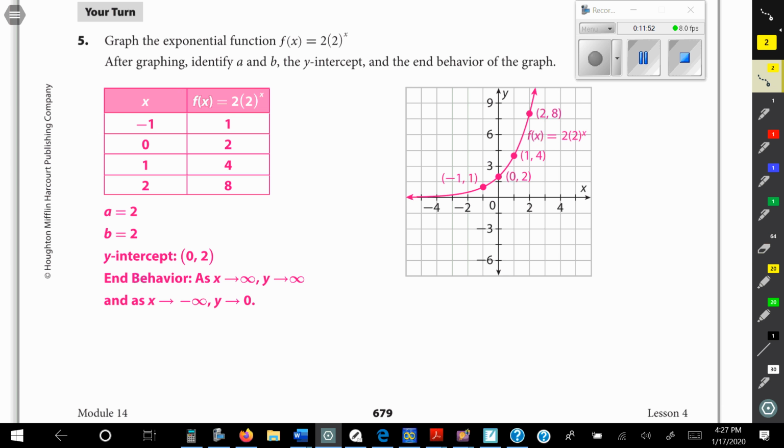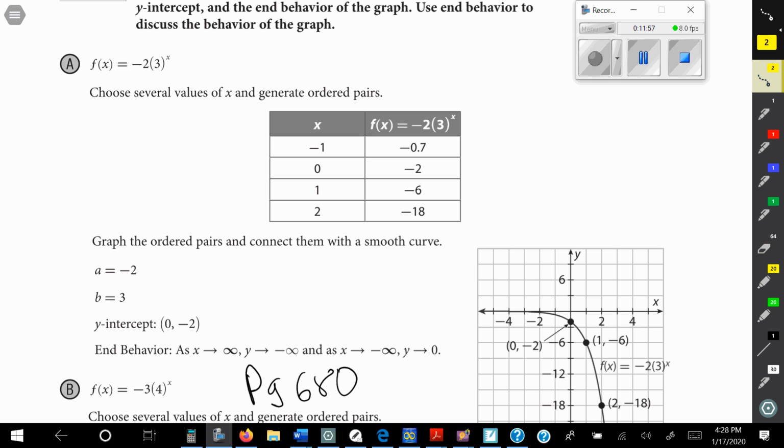Okay, let's take a look at another example. Okay, now on this example here, our a is going to be negative. So we've got a negative a here, and our b is still a whole number, greater than 1. So we've got a is equal to negative 2, and b is equal to 3.